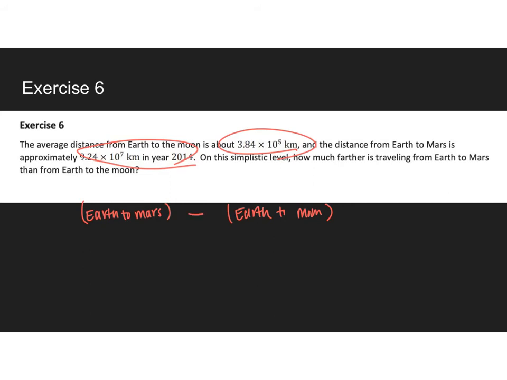Okay, let's go ahead and fill them in with what they gave us. Earth to the moon is 3.84 times 10 to the 5th. Okay, and Earth to Mars was 9.24 times 10 to the 7th. All right. Our rule for adding and subtracting is we have to first make sure that our exponents are the same. They are not the same right now, so we can either make them both 7s or both 5s. It's completely up to you what you want to do. I'm going to make them both 7s, so this one's going to stay the same.